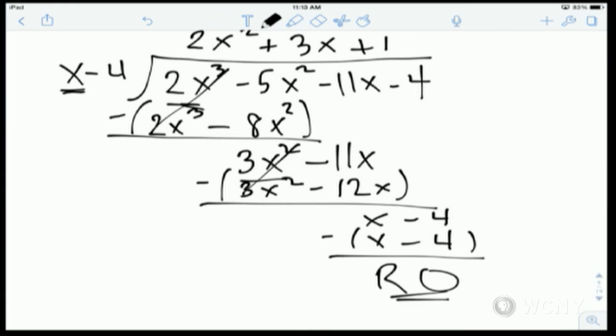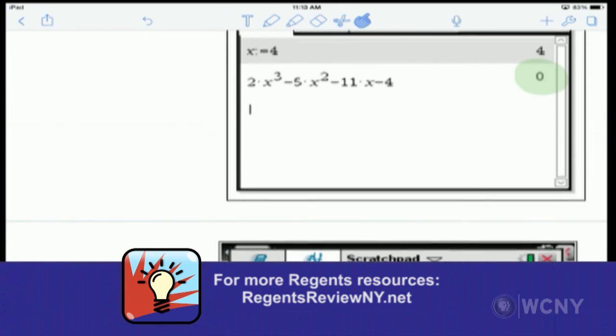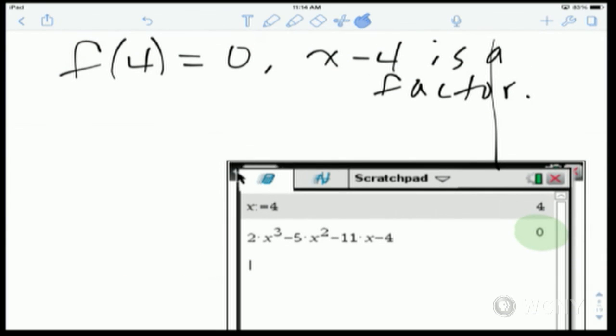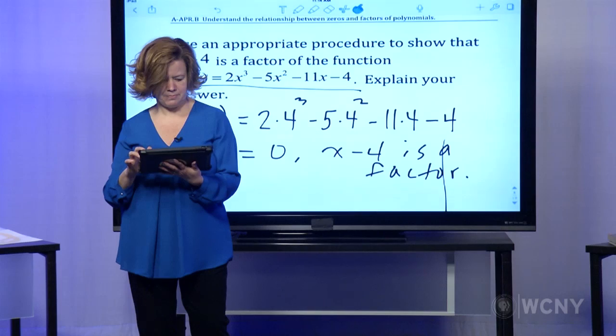So again, you can show that x minus 4 is a factor, because when you do long division, you get a remainder of 0. 3 nice ways to proceed through this problem. Long division, graph it and find the 0, or use your remainder theorem, plug in 4 and get 0 back. And all of those are appropriate procedures.